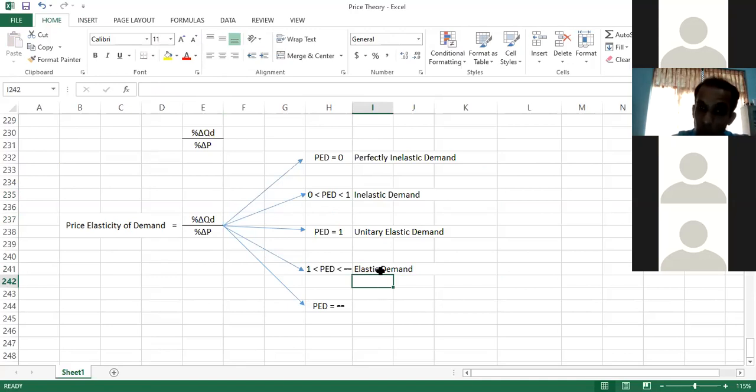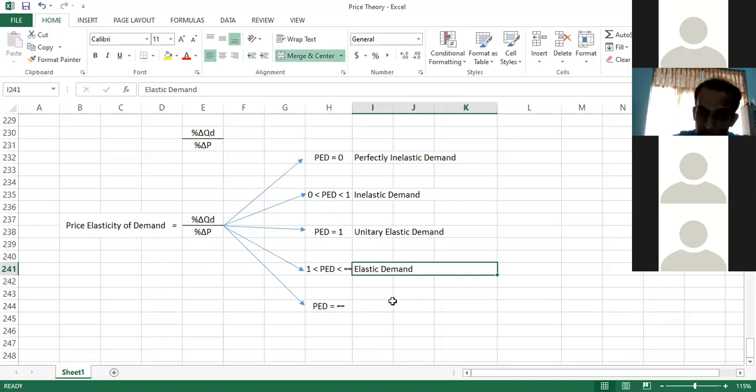Elastic demand is also applicable to a number of products. That means for certain products, as soon as the price increases, when there are a number of options for the consumers, the demand will respond very significantly. That is another possible category.